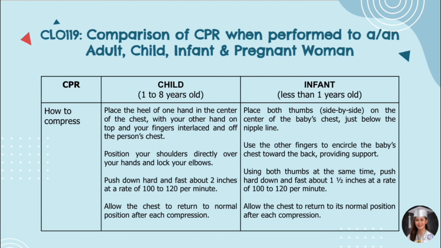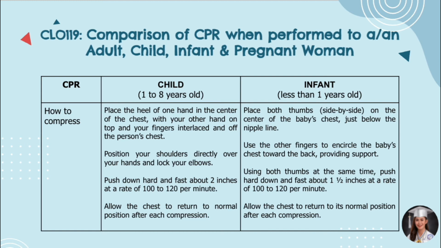Next is to give compressions to child ages 1 to 8 years old. Place the heel of one hand in the center of the chest with your other hand on top and your fingers interlaced and off the person's chest. Position your shoulders directly over your hand and lock your elbows. Push down hard and fast about 2 inches at a rate of 100 to 120 beats per minute and allow the chest to return to normal position after each compression.